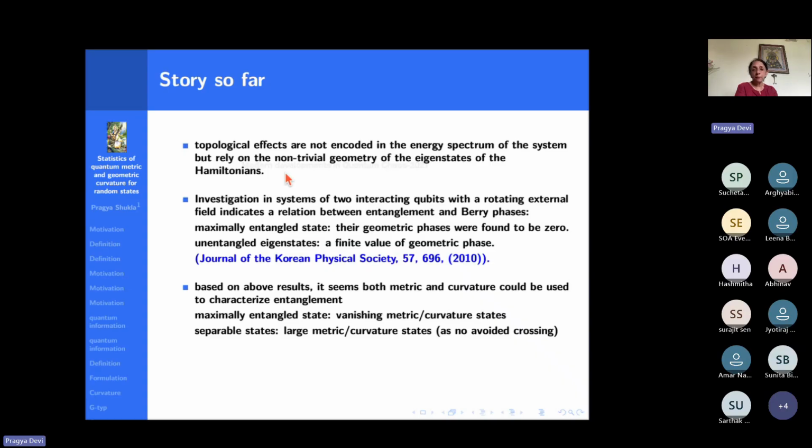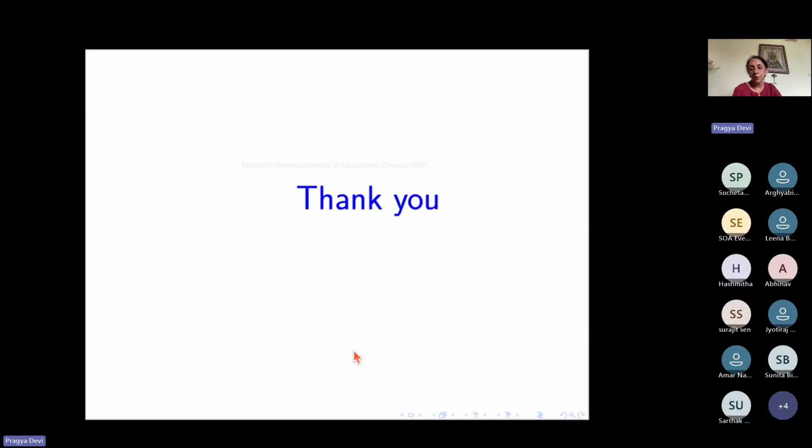Therefore it is important to consider the metric, which tells you about the geometry of the distance, and the quantum curvature, the geometric curvature, which tells you about the geometry. You can also use both of them to characterize the entanglement. For example, a maximally entangled state has vanishing metric and curvature, while a separable state has large metric and curvature. Okay, thank you very much for your attention.